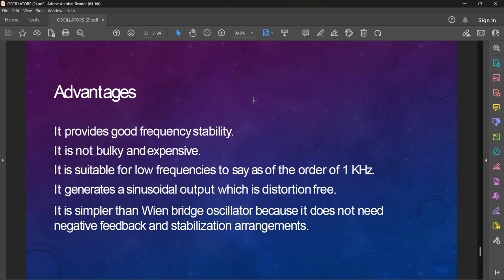So in the next slide we will see what the Wien bridge oscillator is. Here it is simpler than the Wien bridge oscillator and it does not need any negative feedback and stabilization arrangements. So these are the advantages of phase shift oscillators.